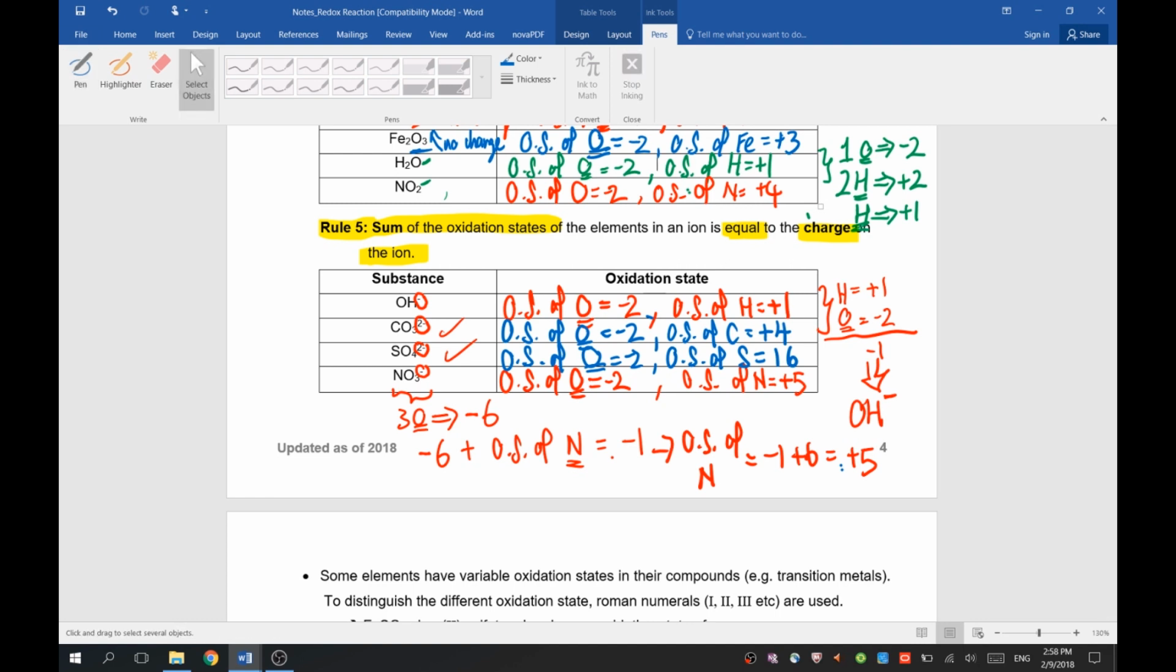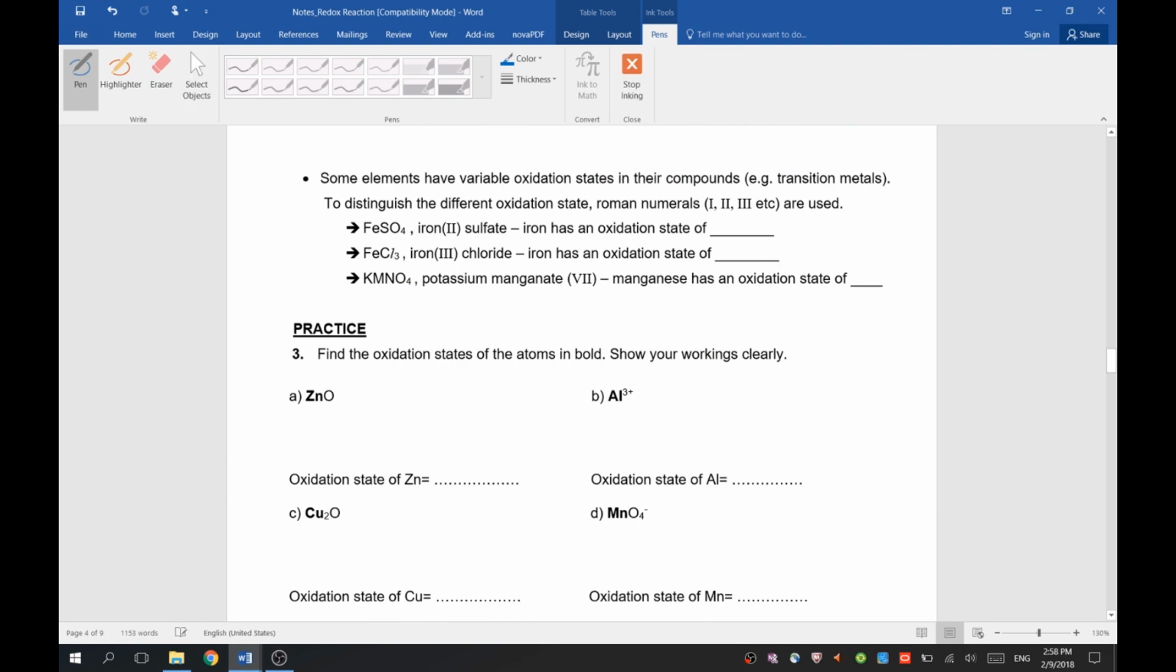Now, moving on to the next page. It's also good to know that some elements actually have what we call variable oxidation state. What is a variable oxidation state? Actually, you have seen this a lot of times before already. You have noticed, how come sometimes there's a bracket 1, or bracket 2, or bracket 3 in Roman numerals? For instance, iron 2. Then why is it sometimes called iron 3? Why is there a potassium manganate 7, so and so forth?